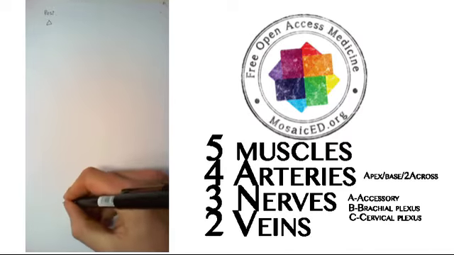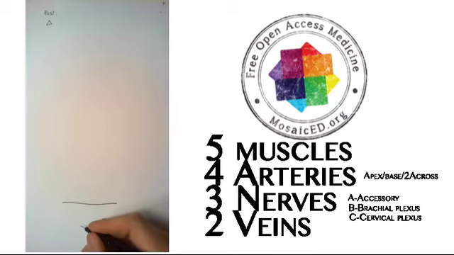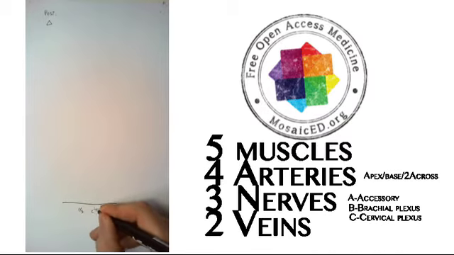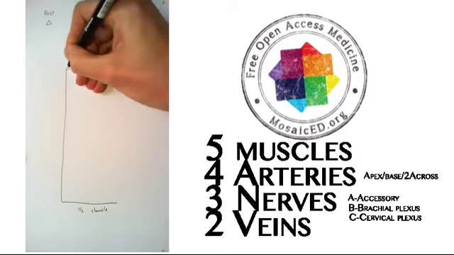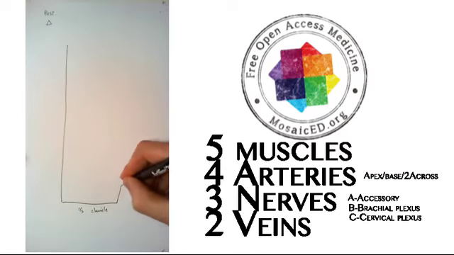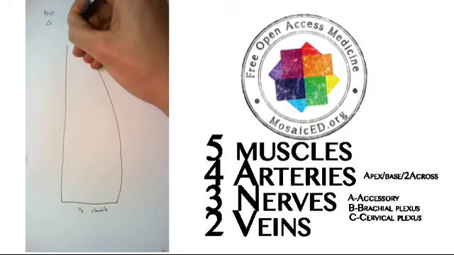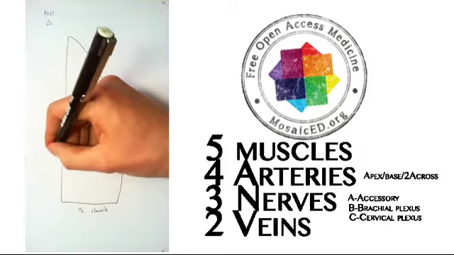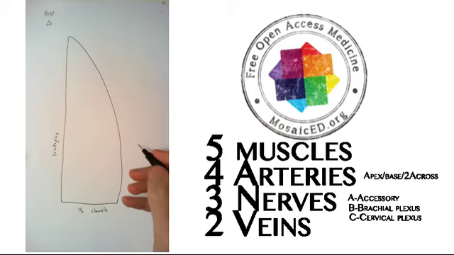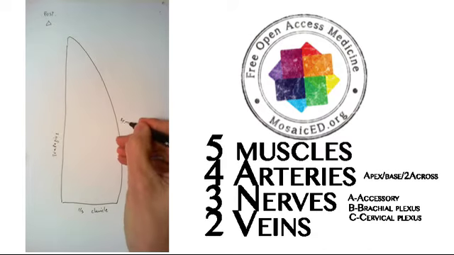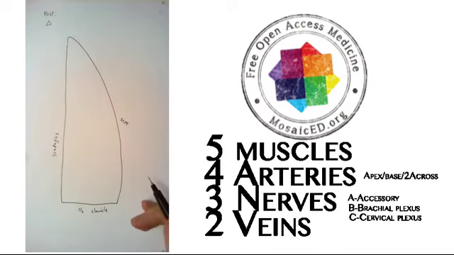So the posterior triangle of the neck has its base at the medial 1/3 of the clavicle, and it kind of looks a bit like a sail formed by the anterior border of trapezius and the posterior border of sternocleidomastoid.